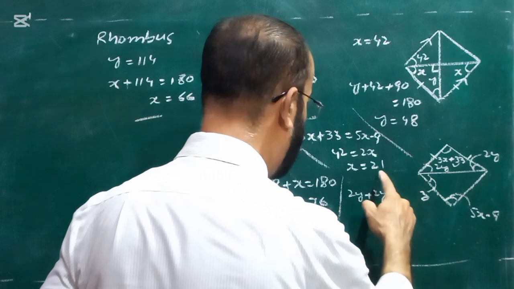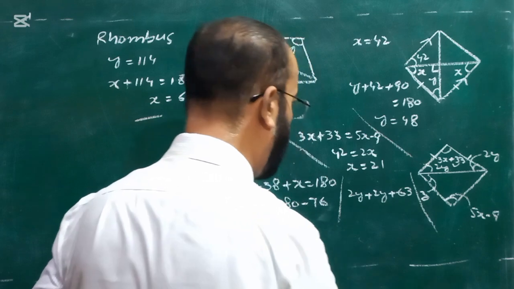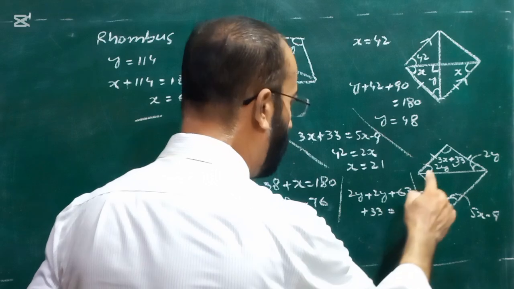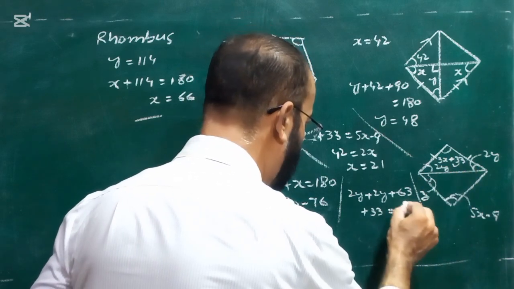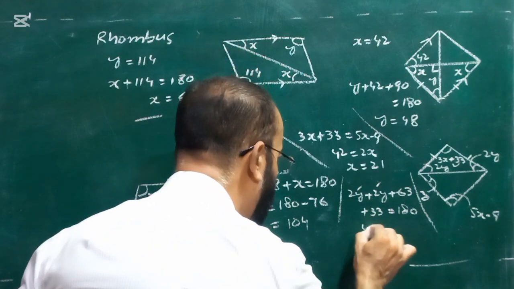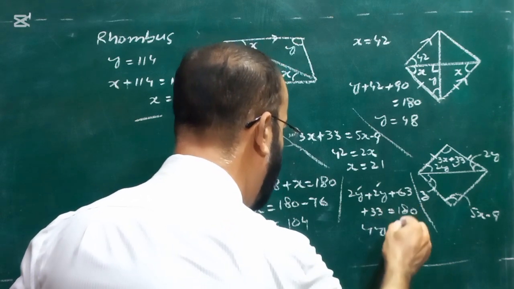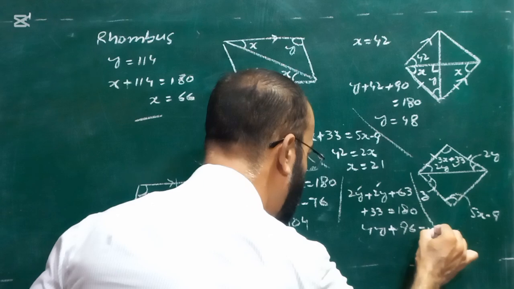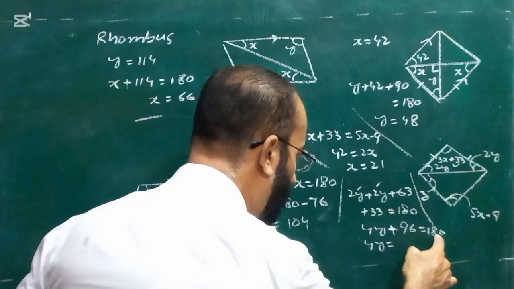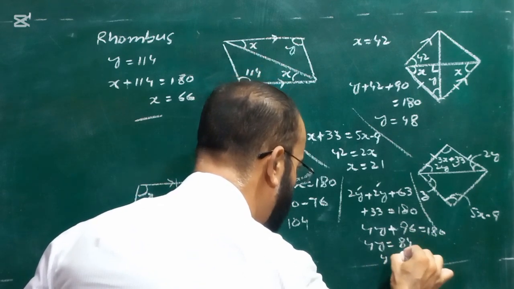So 21 threes are 63 plus 33. So the sum of the angles of a triangle should be equal to 180 degrees. From here, 4y plus 96 is equal to 180 degrees. 4y will be equal to 84 and y is equal to 21.